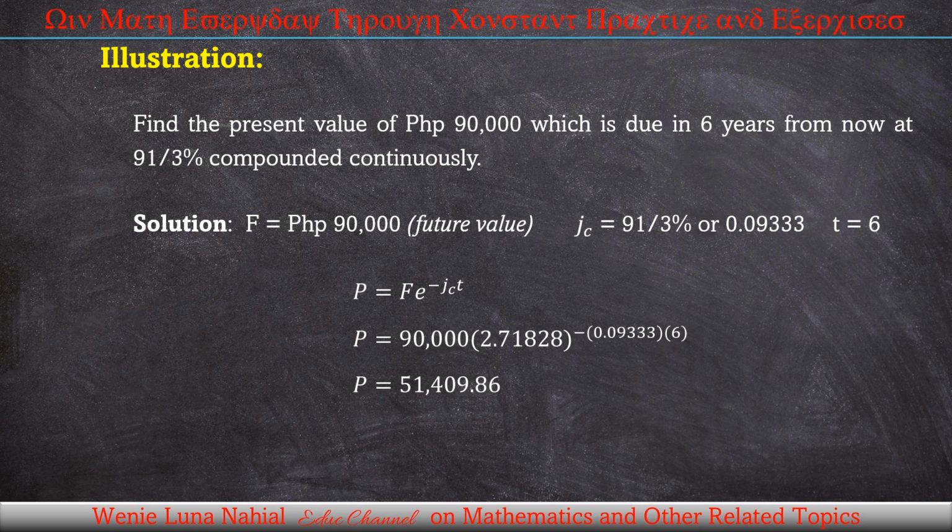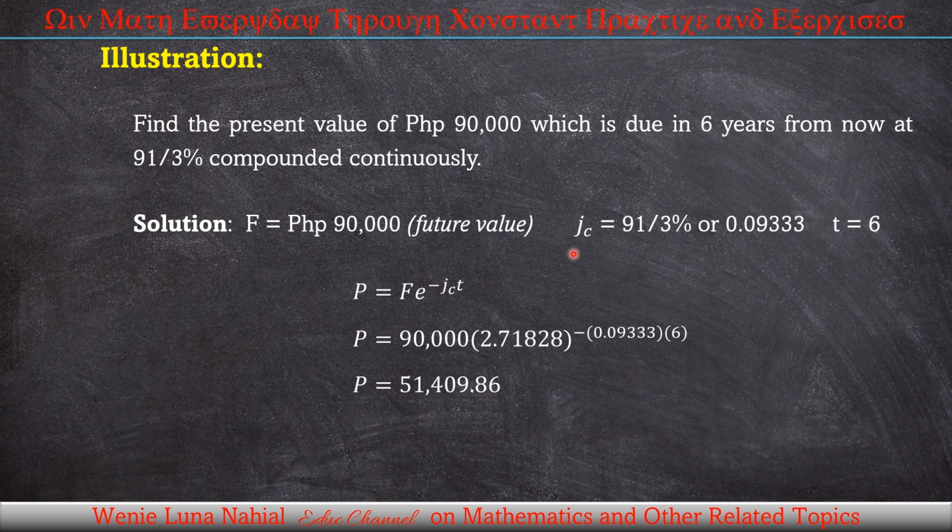So this is the maturity value of the deposit of the initial amount, which is 234,000. Another illustration: find the present value of 90,000 pesos, which is due in 6 years from now at 9 and one-third percent compounded continuously. So our future value is 90,000. We have j sub c, which is 9 and one-third percent or 0.09333. Then the time is 6 years.